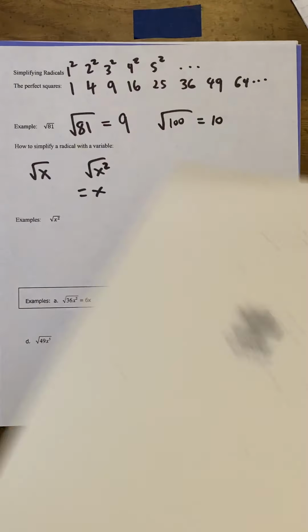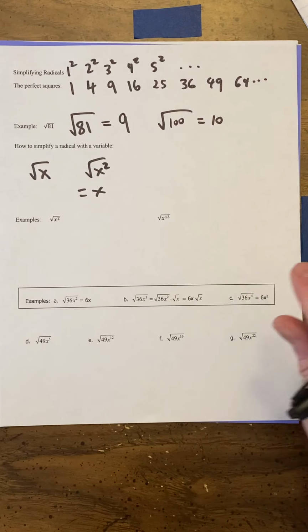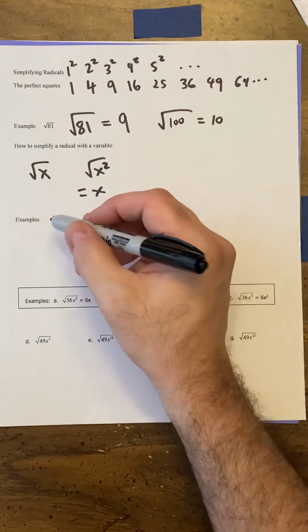Now the next question is, what happens if the exponent is an odd number? Okay, so let's take a look.